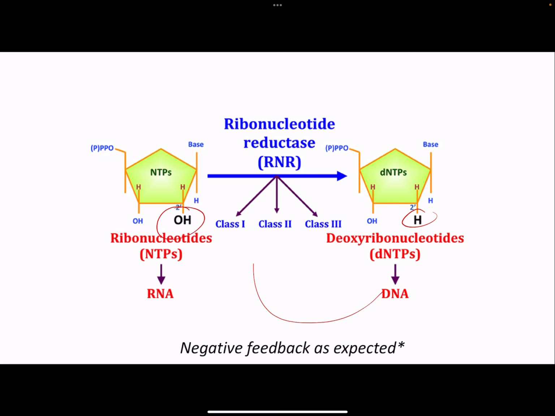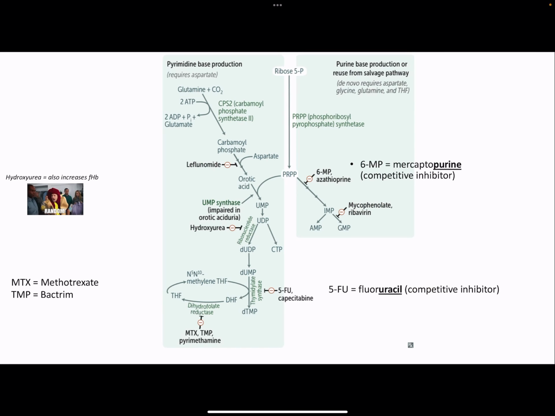If you have enough dNTP, it's going to come back and inhibit this. So ribose 5-phosphate becomes PRPP, and this does a whole bunch of steps to make IMP, which goes here or here. Well, a lot of these are chemotherapy drugs. Some of them are immunosuppressive drugs.